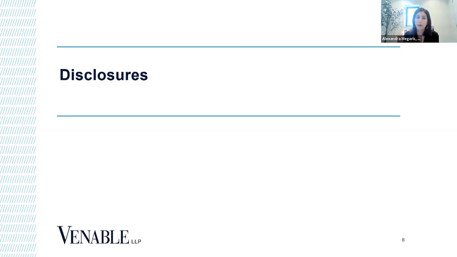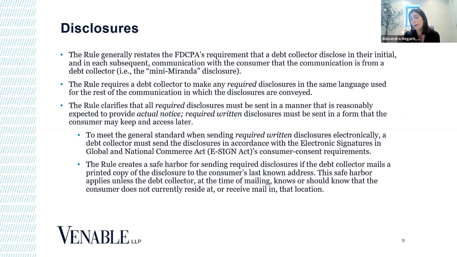But turning to an area that we did not discuss last week, the disclosures requirements. The rule generally just restates the FDCPA's requirement that a debt collector must disclose in his first contact with a consumer and each subsequent one that the communication is from a debt collector. So that's the mini Miranda that we're all familiar with.